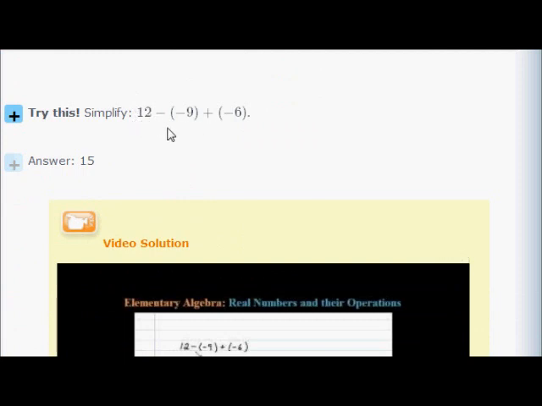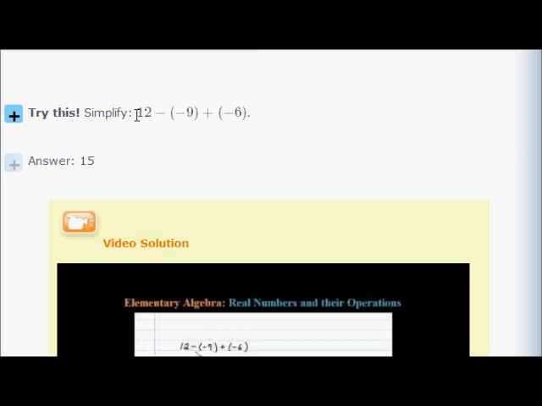Okay? Now, there's also this question. It doesn't show you the work. Let's just do it in our minds here. Okay, 12 minus negative 9. What does the double negative property mean? It means these two negatives cancel out. So instead of 12 minus negative 9, we're going to have 12 plus 9.